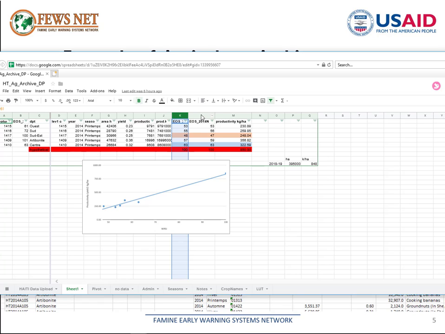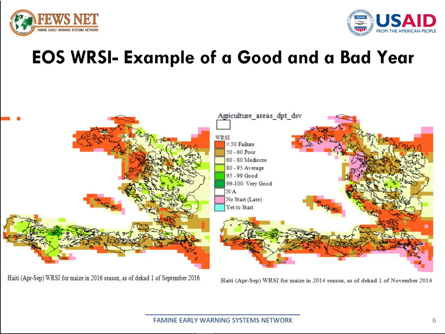And then this one was the same, but I reclassified those values to no data. So this is an example of the good and the bad years. 2016 is a good year, and 2014 was a bad year. Funk is concerned that we're getting too low WRSI values, so I need to check. I'm going to run this by hand on a pixel. That's going to be the next step.